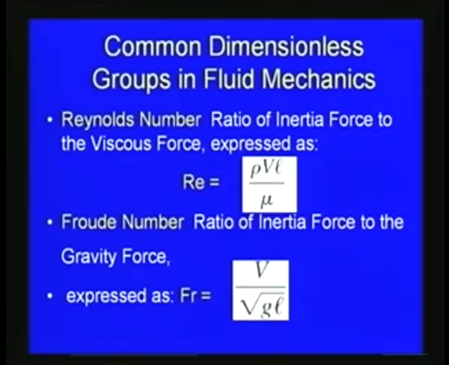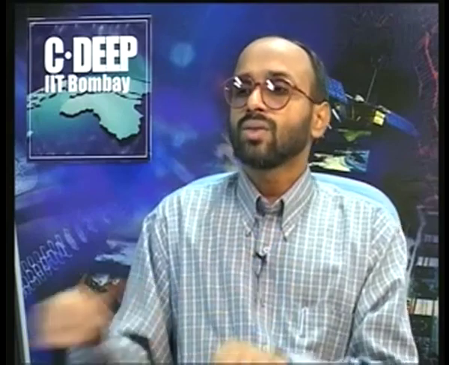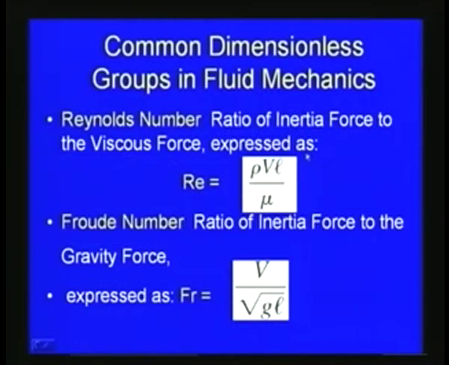By determining the Reynolds number, we can see whether the flow is laminar or turbulent, and we can classify the flow according to the Reynolds number. So Reynolds number is one of the most important dimensionless groups in fluid mechanics. This Reynolds number is the ratio of inertia force to viscous force.